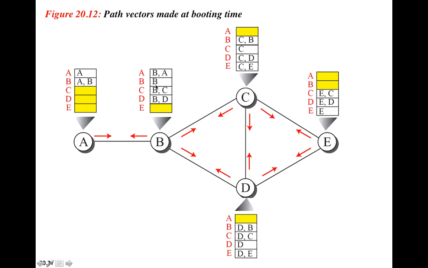And then you have B also doing the same thing. If we want to go to A, the route is B, A. If you want to go to C, then it is BC. If you want to go to D, it's BD. Okay? And similarly, each one of them has made its own path vector. In this case, we are assuming that all of them are using the same policy.